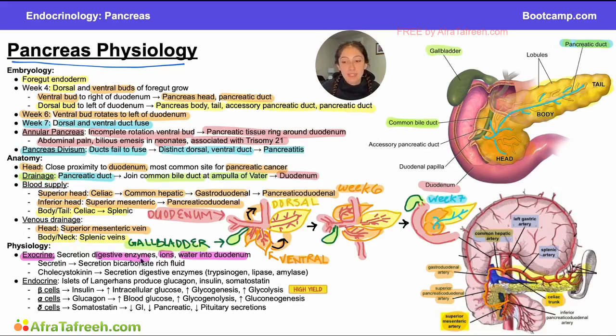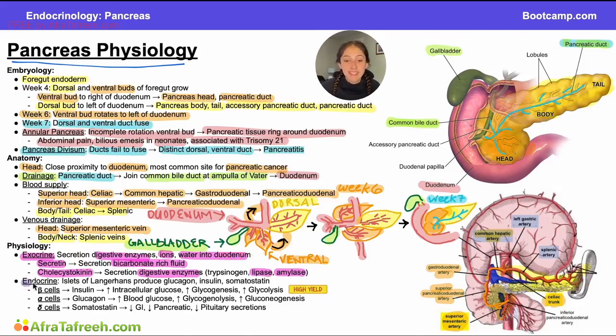And so when our pancreas is secreting these digestive enzymes, ions, and water into the duodenum, since these things are exiting the body into this outside of the body space, this is the exocrine function of your pancreas. Several important hormones are secretin. Secretin is going to stimulate the pancreas to secrete bicarbonate-rich fluid, as well as cholecystokinin. Cholecystokinin is going to stimulate secretion of digestive enzymes such as trypsinogen, lipase, or amylase. These are very important enzymes for detecting pancreatitis, which we will talk about in a later video.